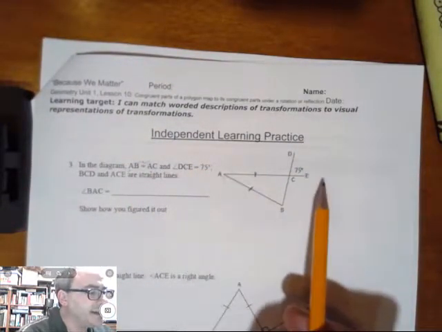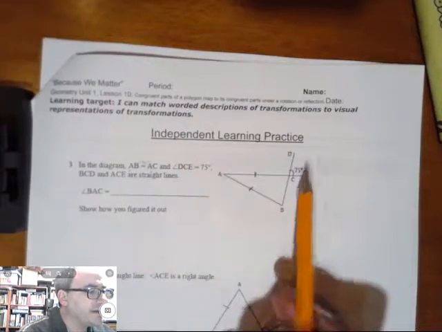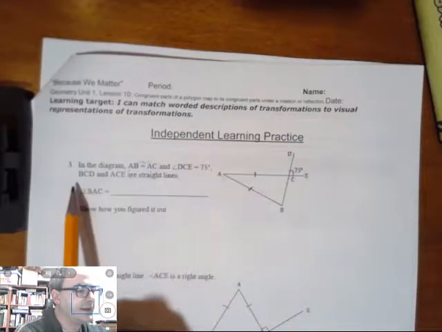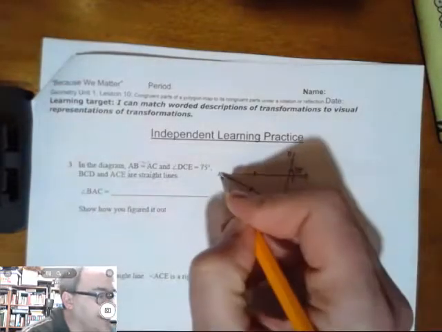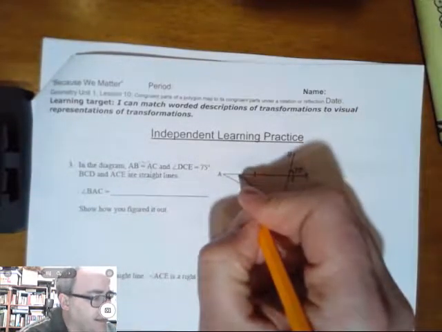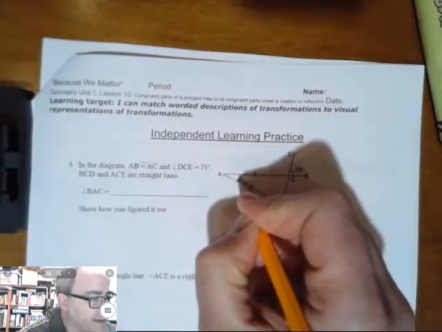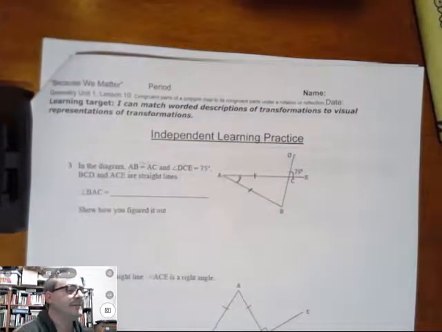And DCE, where's DCE? This angle here is equal to 75 degrees. Again, these are Regents questions. BCD is a straight line, and ACE is a straight line. So it says that's a straight line, and that's a straight line. What is the measure of BAC? That's what we want to find.